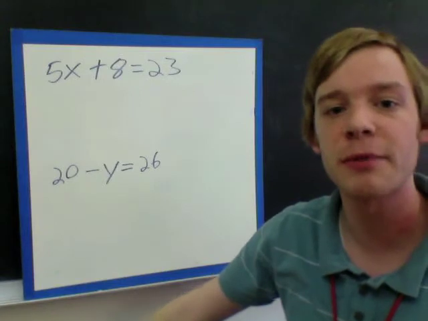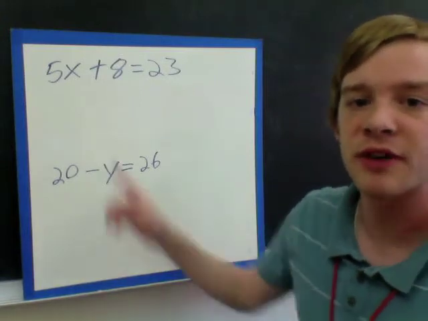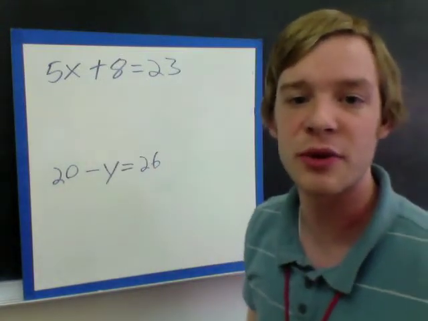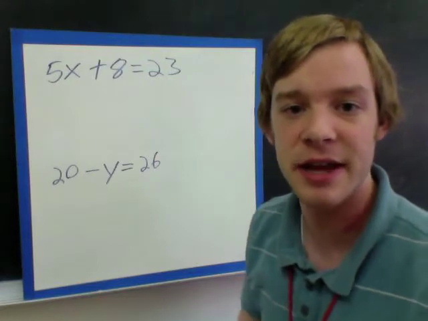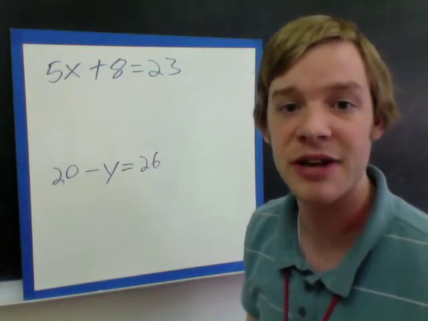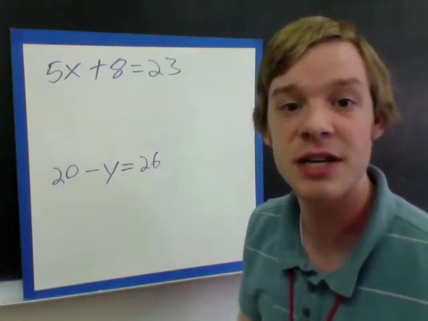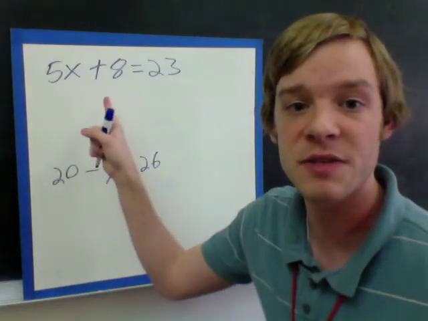So here we've got a couple of examples. I've got 5x plus 8 equals 23. Well, I said in my tip on the last slide, I want to start by canceling out any addition and subtraction first. And here, I've got some addition. I've got this plus 8.